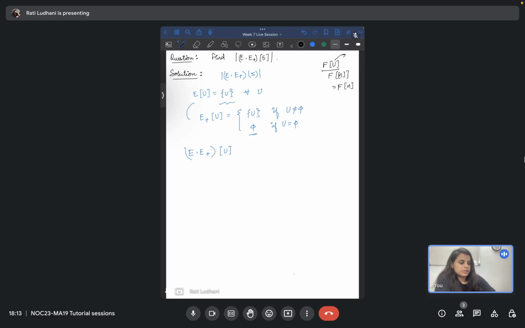Here we need to find out this value, the cardinality of this, which we usually do for generating functions. For the exponential generating function, we need to find out this value, and then we take the sum of this times x raised to power n by n factorial. So let's calculate how to deal with this. The main point is, what is E dot E plus?